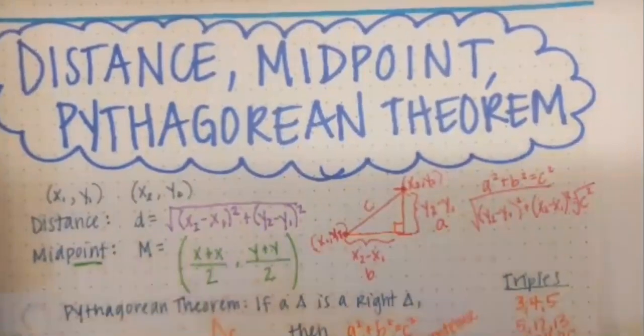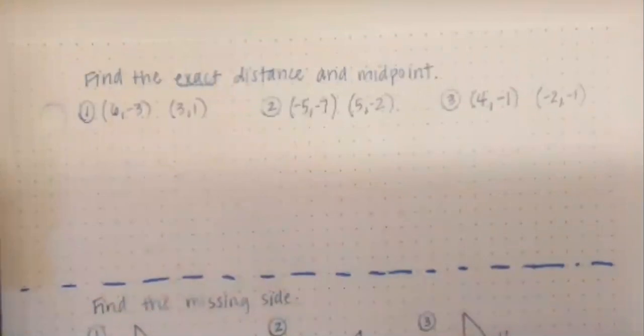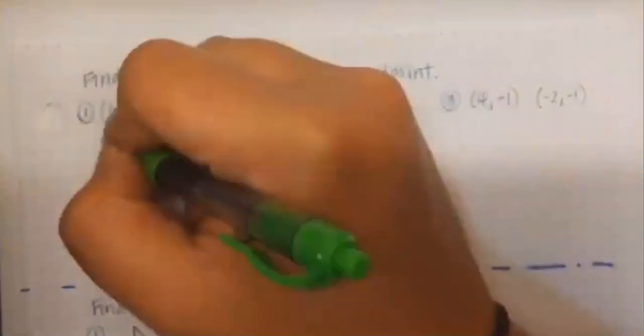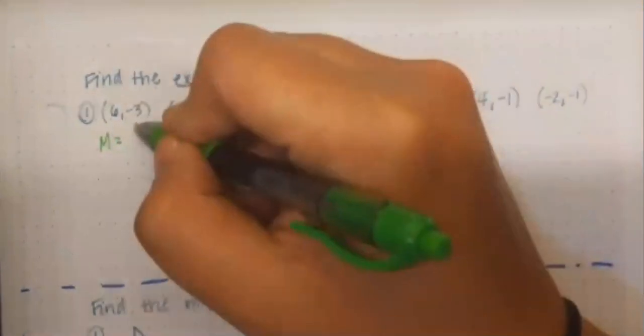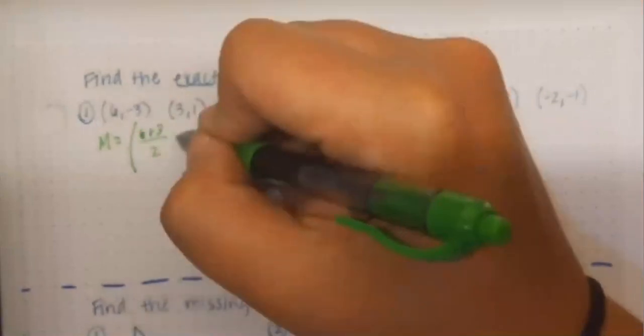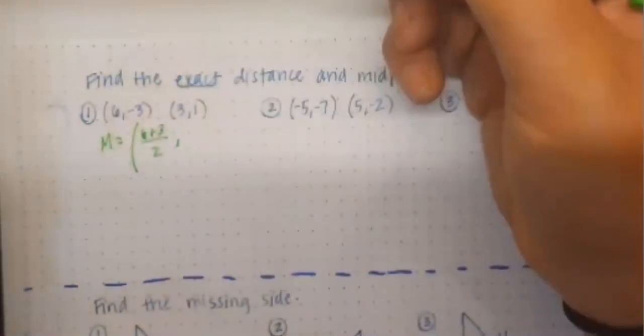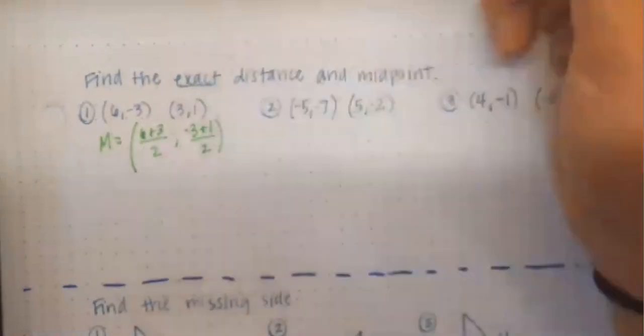Okay, let me get my examples brought up here. All right, so I want to find the exact distance and midpoint for these 3 points. I'm going to start with midpoint just because that's quicker, a little bit easier. So I'm just going to plug into my midpoint formula. So we've got m equals, add my x's, so 6 plus 3 divided by 2. Oh, sorry, it's blurry. And then I'm going to add my y's. So I have -3 plus 1 divided by 2.